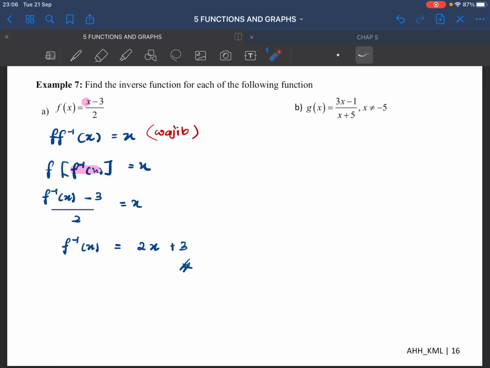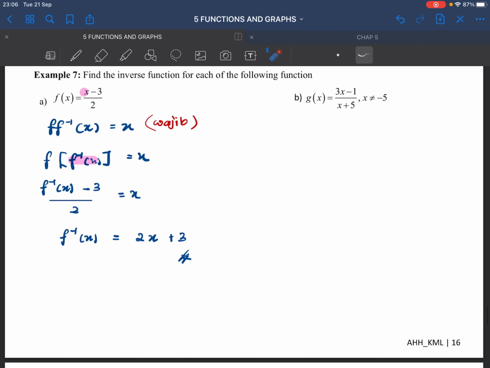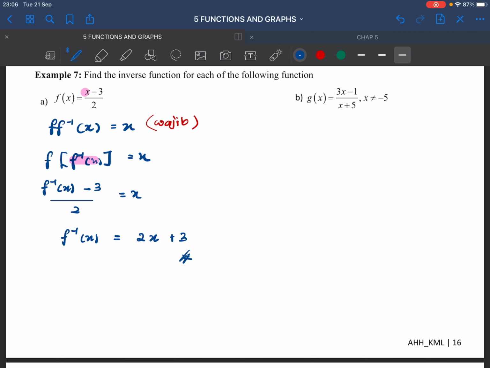We have g(x) equals to (3x minus 1) over (x plus 5) with domain x is not equals to negative 5. So macam saya cakap, benda yang wajib tulis is the properties. Apa pun cara yang kamu guna, we have to write the properties first. So g g inverse x is equals to x. Okay, kamu nak guna let y? Silakan, tapi please saya recommend untuk guna cara ini. Okay, gunalah cara ni, jangan guna cara lain.